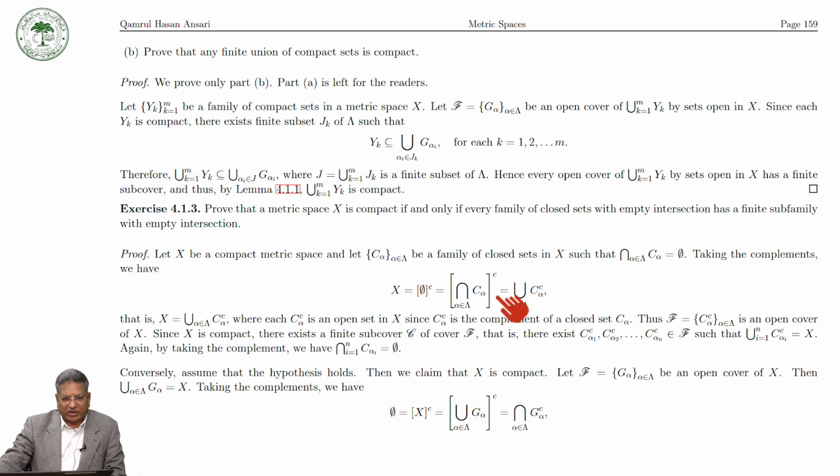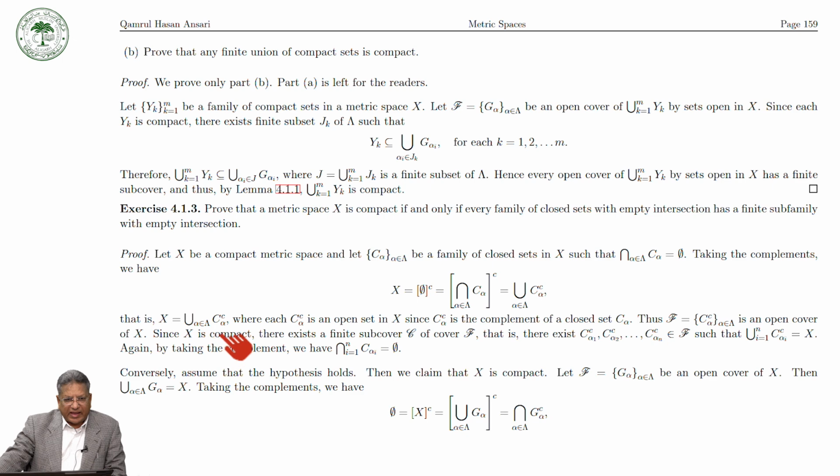So you can see that since X is equal to this union where each C alpha complement is open, we can say that the family of C alpha complement, where alpha is in lambda, is an open cover of X. Since these are the complements of the closed sets, they are open, and therefore F, equal to the family of C alpha complement with alpha in lambda, is an open cover of X.